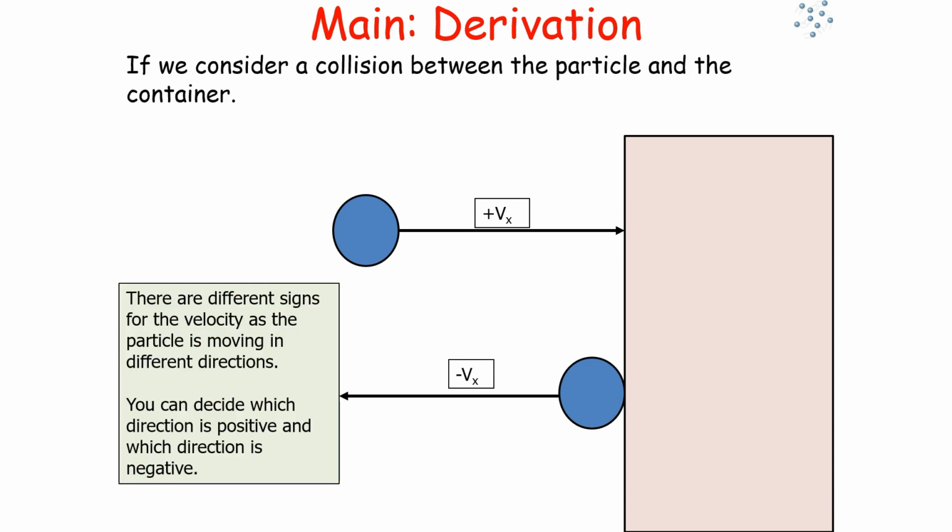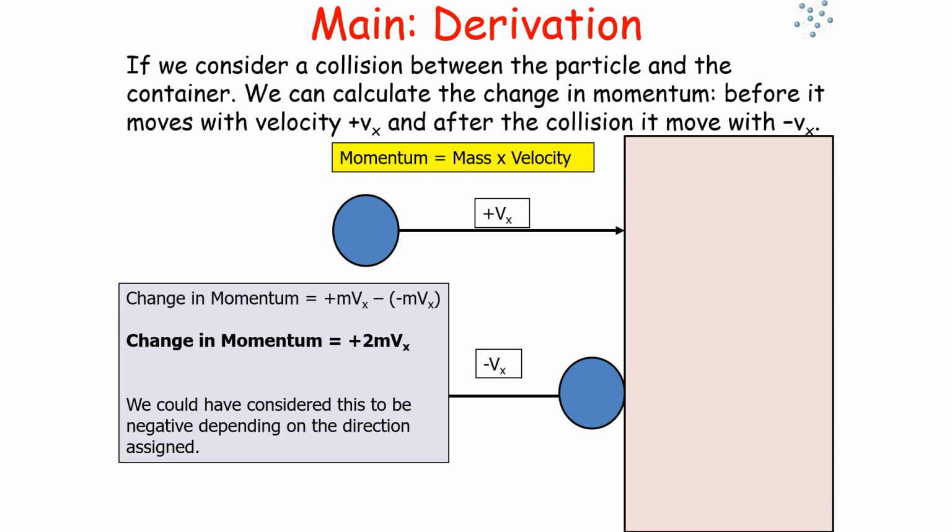So we note that it will hit the container with the velocity of plus Vx and then leave with the velocity of minus Vx. Now, there are different signs of the velocity as the particle is moving in different directions. The one we assign as positive and negative is arbitrary because it just comes down to particular perspective. So we'll say going into the wall is the plus and going away from the wall is the negative, but it doesn't make a difference. Now we can calculate the change in momentum. Beforehand it's plus Vx and afterwards it's minus Vx.